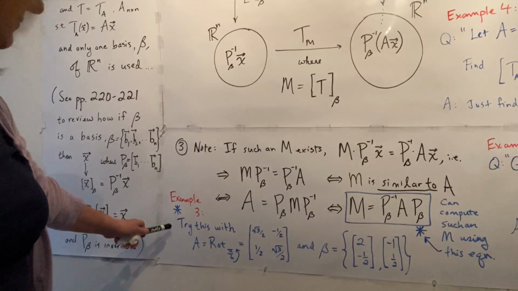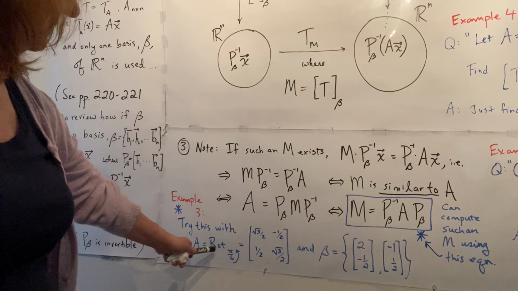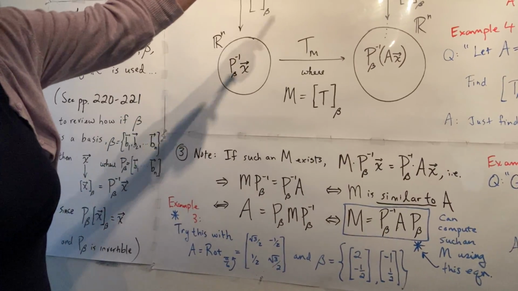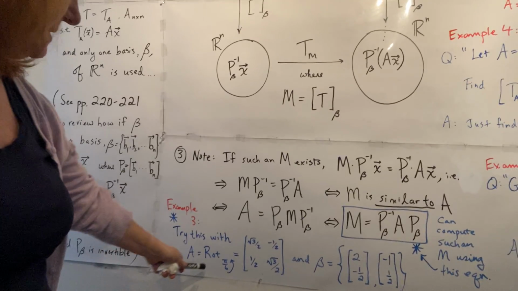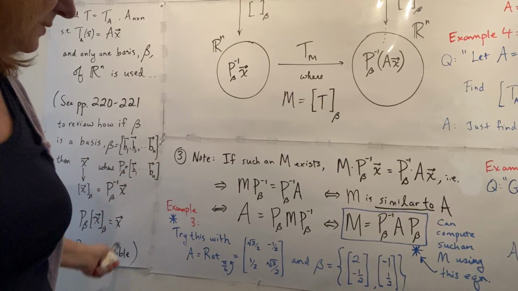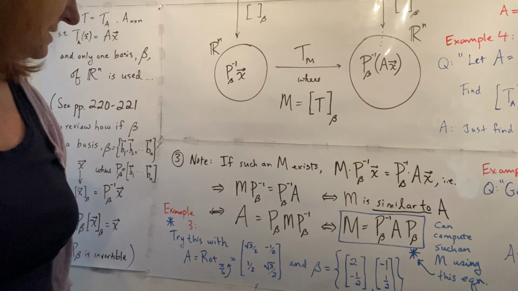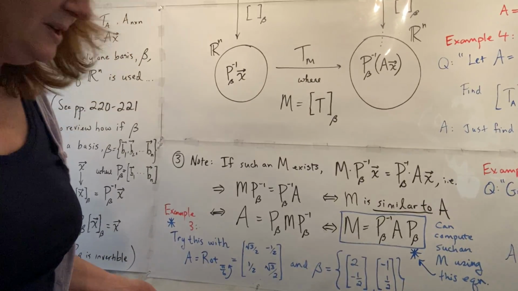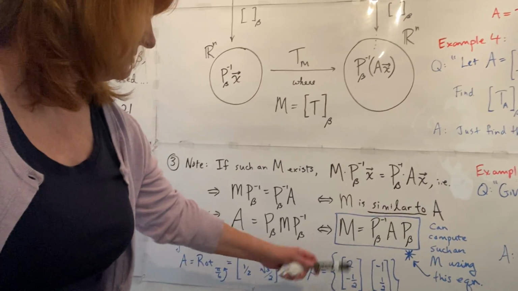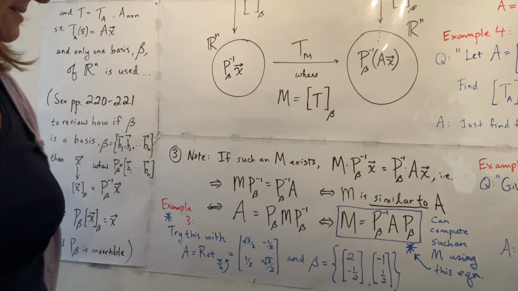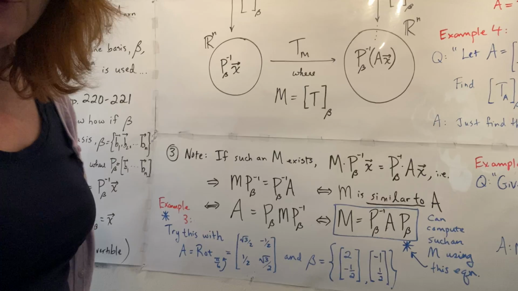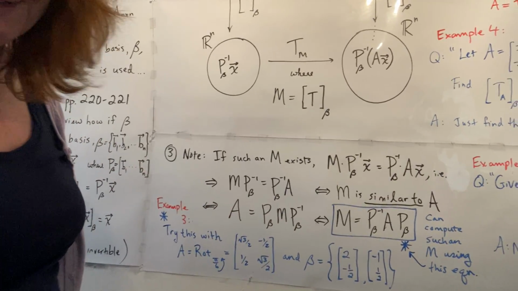So this is your example 3. Try this with, so here's the matrix A that does a nice transformation of R2 to R2. It rotates things by pi over 6 in a counterclockwise direction. Those are its entries. So that's just some matrix you've seen before associated with the transformation. And here's some basis I came up with, whose numbers will be a lot nicer for you in the future because there are a few fractions right there.